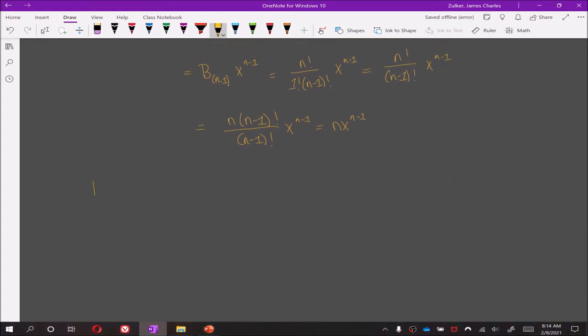So the power rule states that for any real number n, the derivative of x to the n is n x to the n minus 1. Again, while the derivation that we just did was assuming n was a positive integer, the result actually holds for all real numbers n.